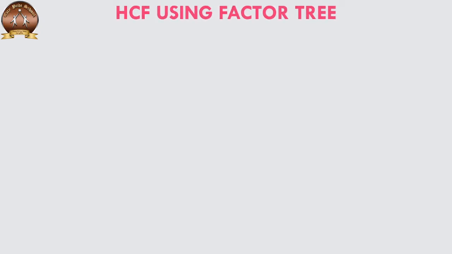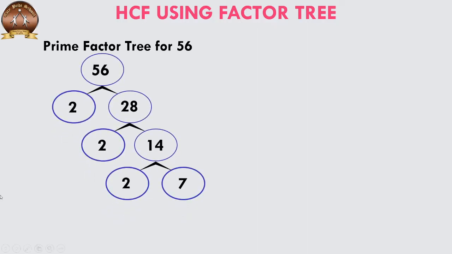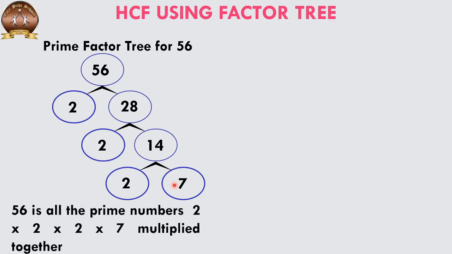So, first I am showing you the HCF using the factor tree method. In this, we are going to see the prime factor tree for 56. 56 can be written as 2 into 28. 28 further can be written as 2 into 14. 14 can be broken up as 2 and 7. So we can say that 56 is equal to 2 multiplied by 2 multiplied by 2 multiplied by 7. When they all are multiplied together, we get 56.